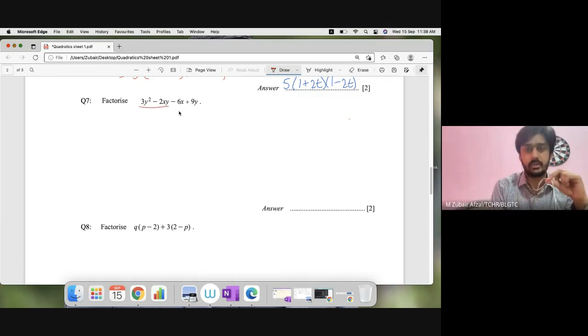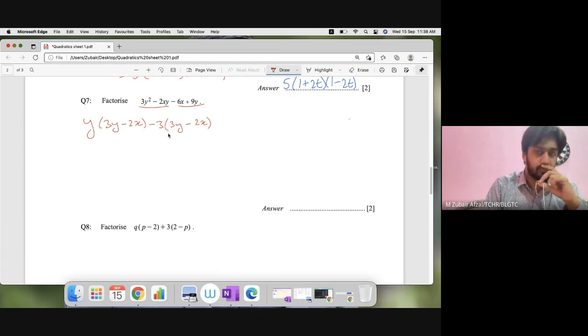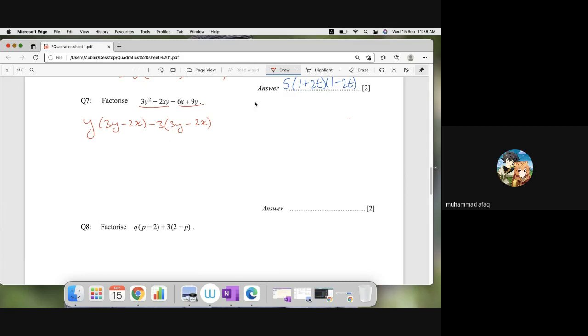Okay, y is common in this and 3 is common in this. So taking out y, I'm left with 3y minus 2x. And in the next two, may I take common as minus 3, and I'm left with 3y minus 2x. Any objection? I've rearranged it before writing. I've written y first and x at a later stage. Sir, I have an objection sir.